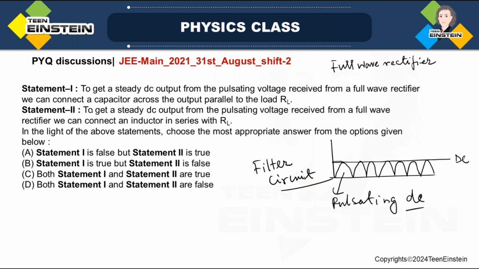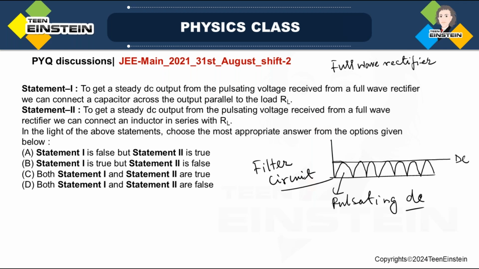The second statement is saying that to get a steady output from the pulsating voltage received from a full wave rectifier, we can connect an inductor in series with the load resistor. In the light of the above statements, choose the most appropriate answer from the options given below. So option A is saying statement 1 is false, but statement 2 is true. Statement 1 is true, but statement 2 is false.